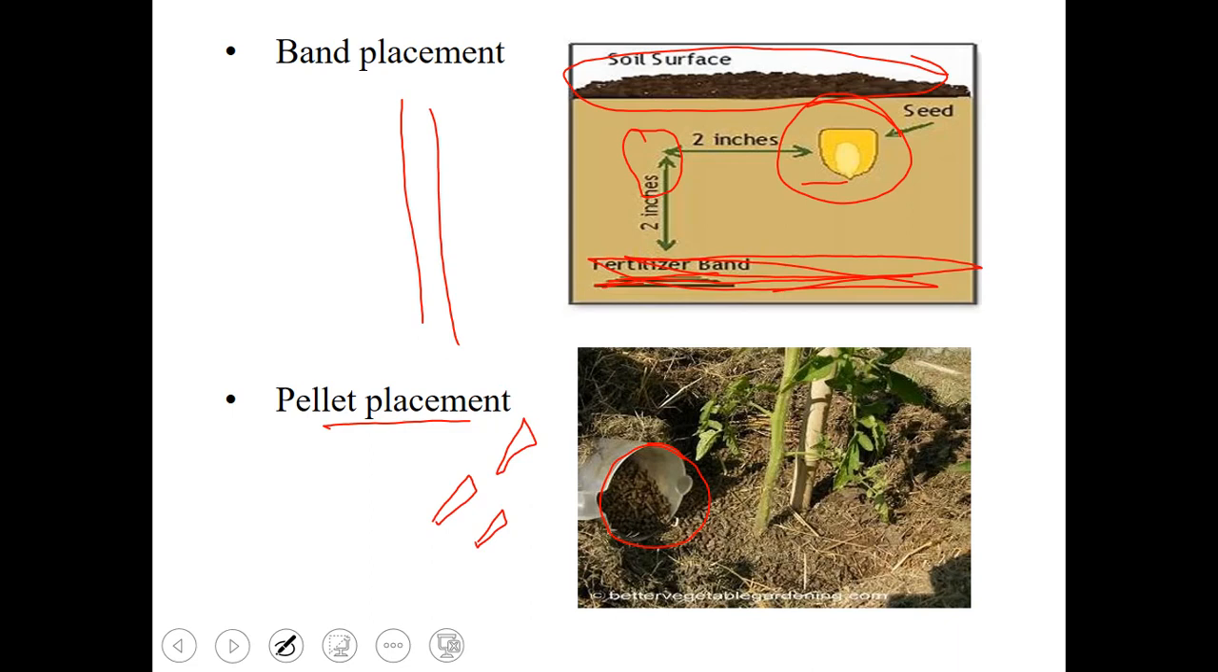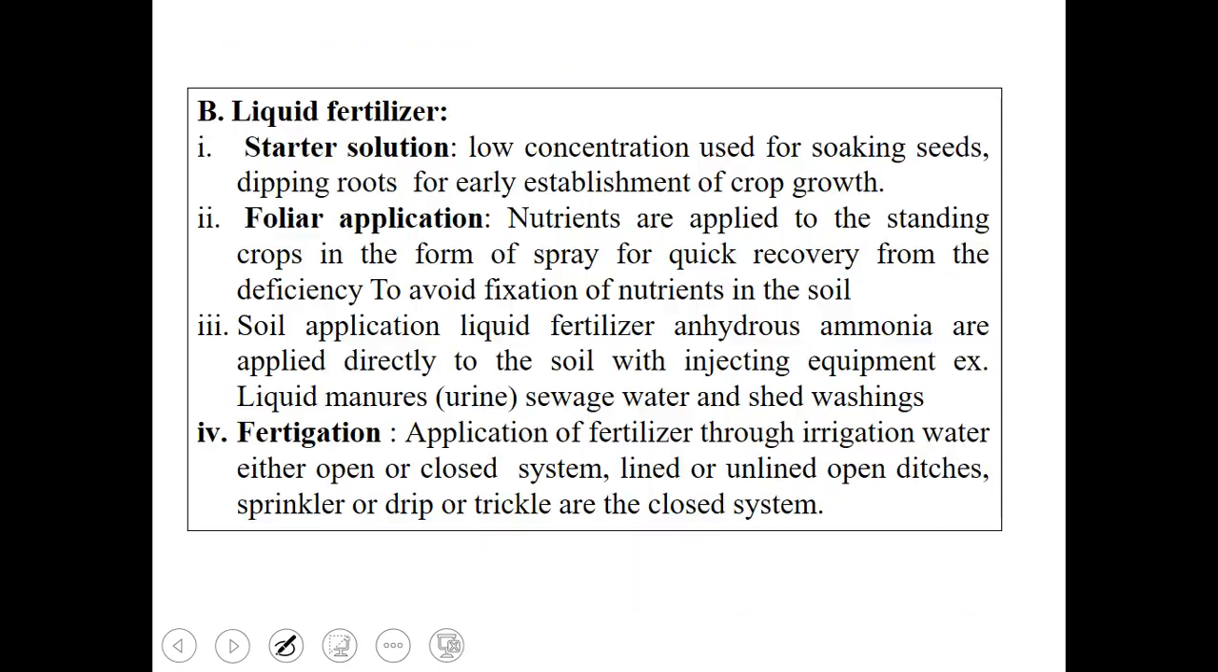These can be placed near to the stem, and these release nutrients very slowly and will be made available to the plant. And the second one is, either we can change our method of fertilizer application, or we can go for liquid fertilizers. Okay, liquid fertilizers like starter solution. Starter solution means a low concentration of fertilizers can be used for soaking the seeds, dipping the roots for early establishment of crop growth.